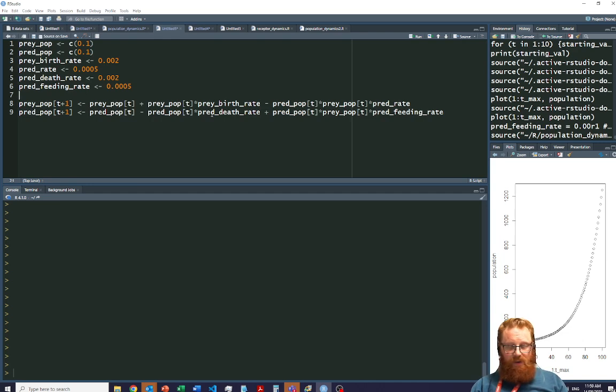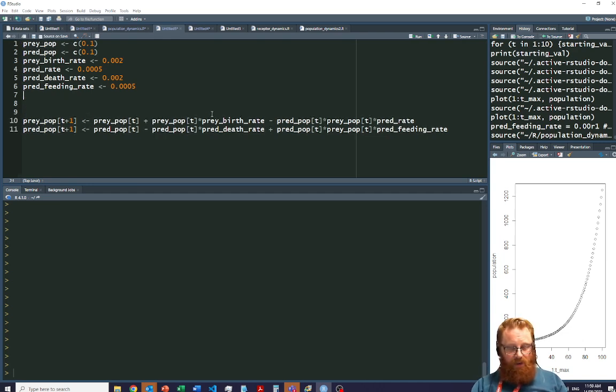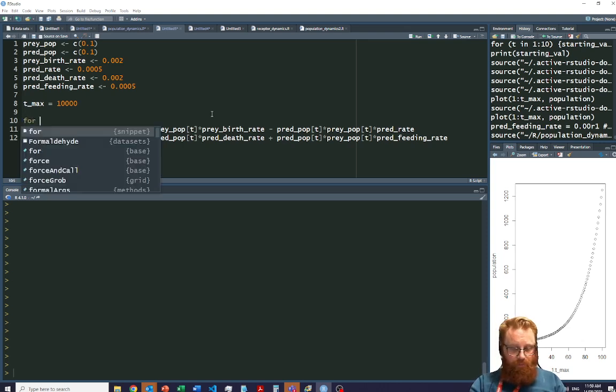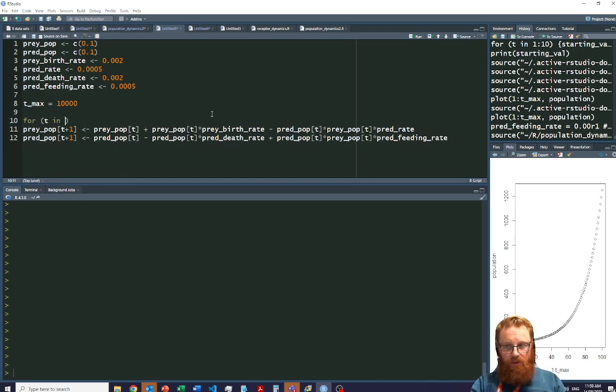All right, and then we just need to set up our for loop properly. So we're going to say T max, and we're going to run the simulation for a little while because it's going to do something a bit more interesting than your average one. Let's say we run it for 10,000 years, and we say for T in 1 to T max, we do that same thing, minus 1. We open our curly brackets, we go down there, we close them, and fingers crossed this works.